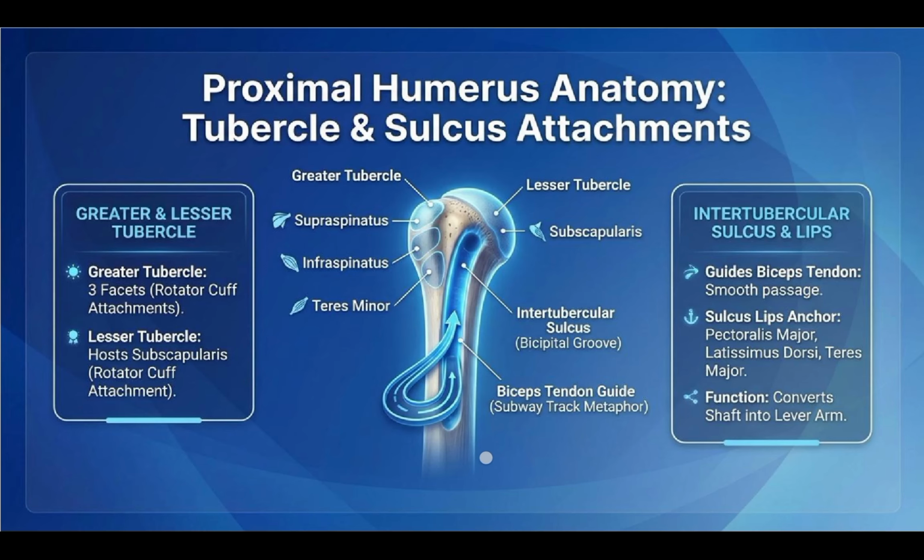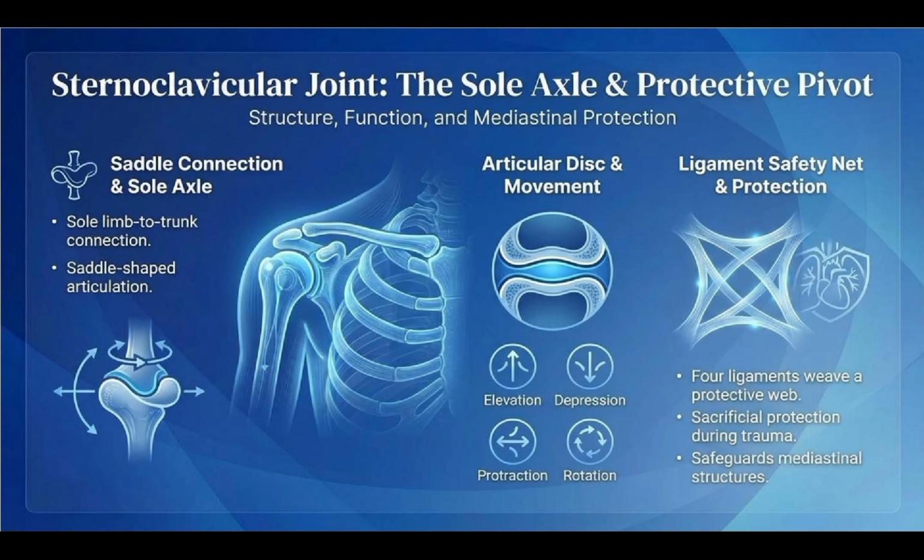So we have three major joints of the upper limbs, which are the sternoclavicular joint, acromioclavicular joint, and the glenohumeral joint. So we're going to start with the sternoclavicular joint. The word sternum means sternum, clavicle means clavicle. So we are articulating, we are joining the sternum together with the clavicle.